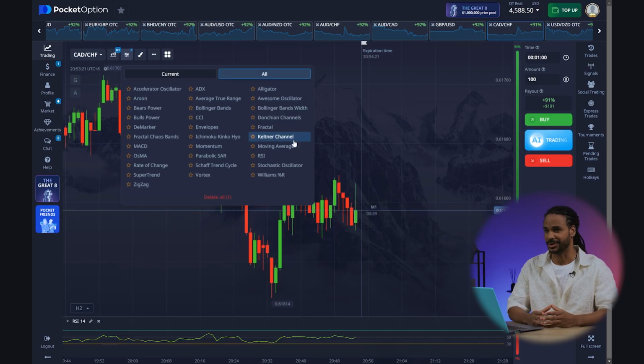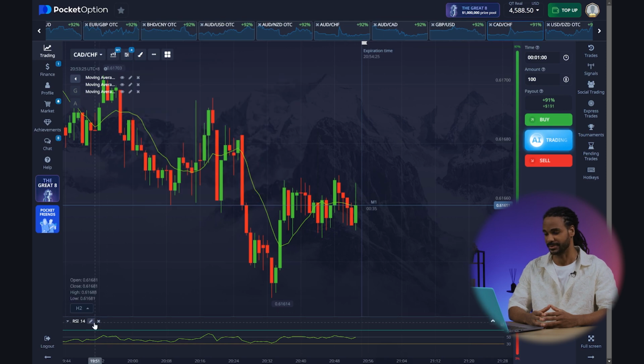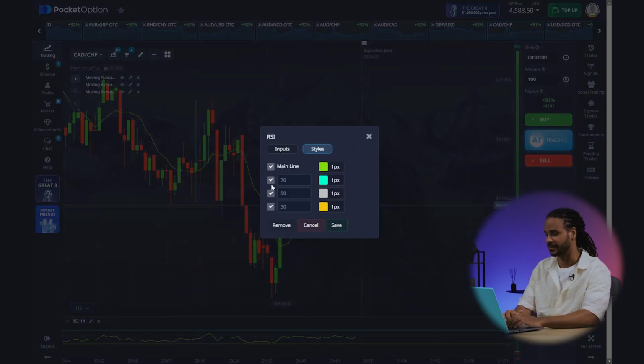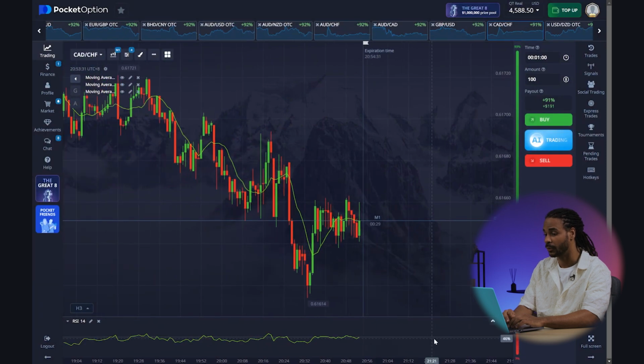In our new trading strategy, we will use the RSI indicator and 3 moving averages. Let's add these indicators and configure them. We remove the upper and lower bands from the RSI and leave only the central line at the 50 level.